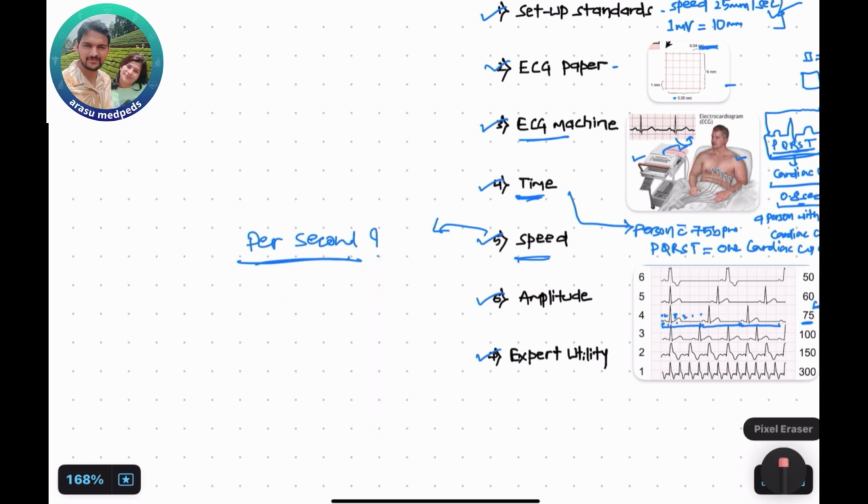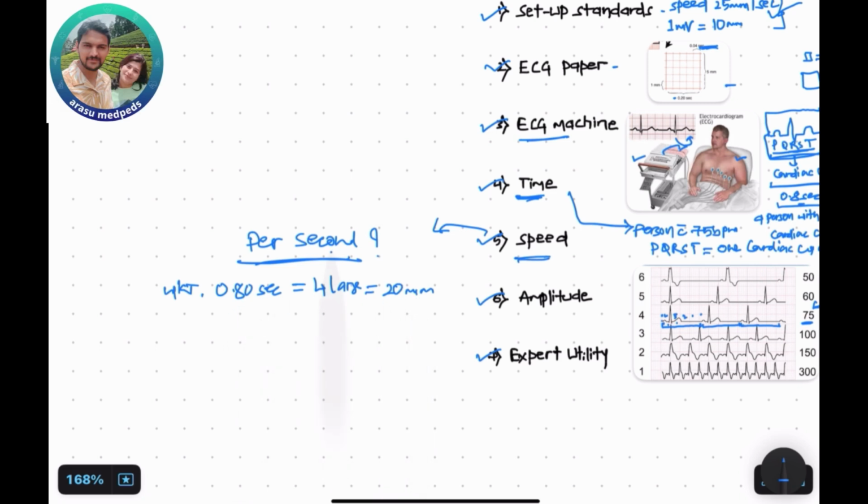Now we already know that 0.8 second is equal to 4 large boxes. So 4 large boxes in the sense how much? It will be 20 mm, right? One large box, at the beginning only we discussed, is 5 mm. So 4 large boxes will account for 20 mm.